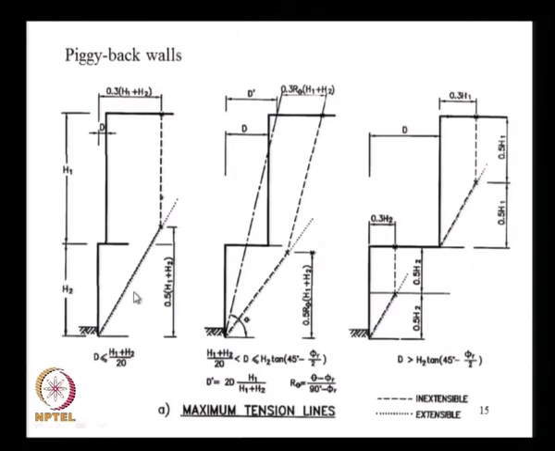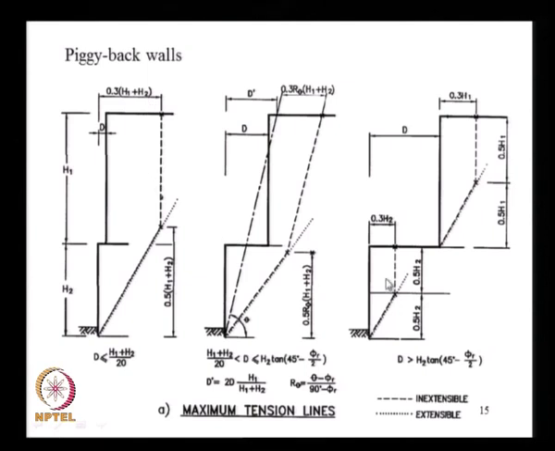A tiered wall is something like this, and this is from the Federal Highway Administration guidelines, and there are different steps. Let us say that this H2 is the bottom tier, H1 is the upper tier, and the code says that if this offset is less than 1/20th of the total height, then you treat it as one single vertical wall, and the internal rupture surface is like this.